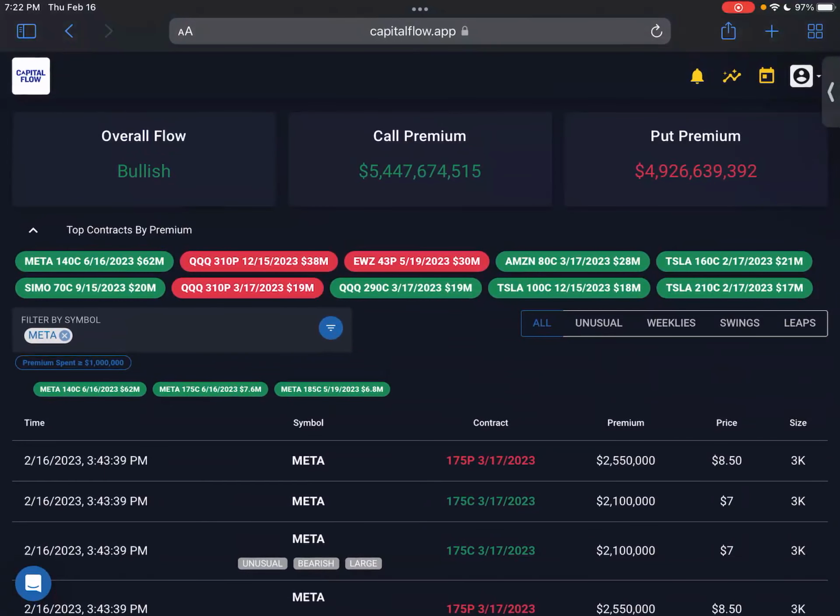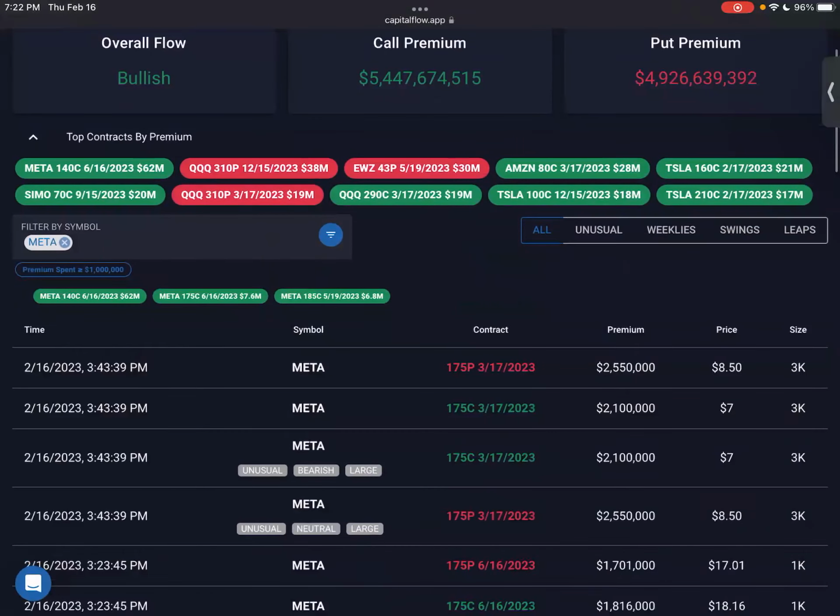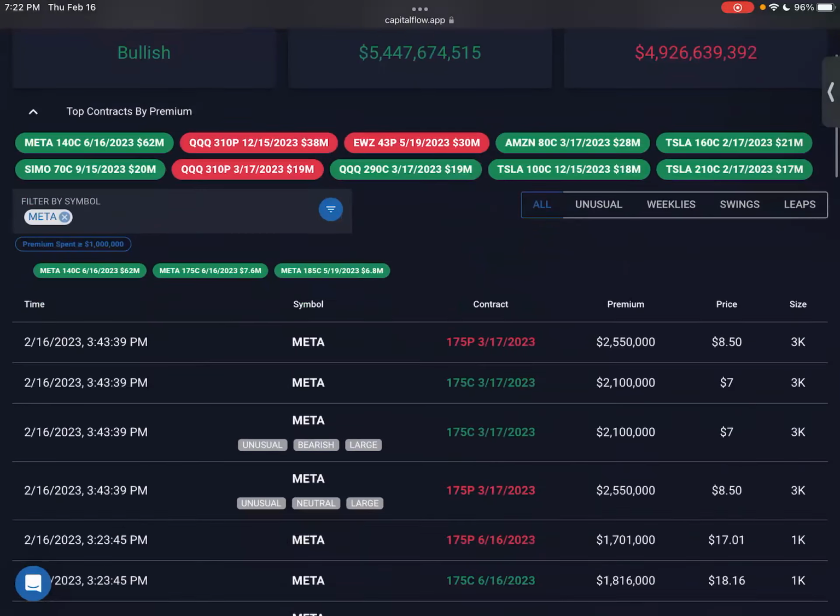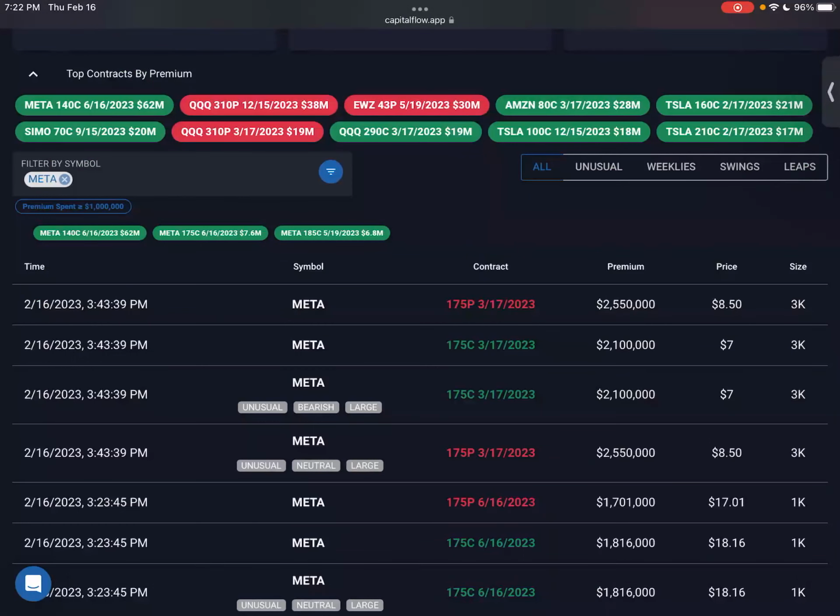Now, speaking of expirations, that leads me to my next point. So directly across from where it says filter by symbol, you see we have a box and there's a few different buttons. You see all, unusual, weeklies, swings, leaps. This part I'm going to go over pretty quickly. So this just tells you expirations, right? So when you have all, it's going to show you every single order, every expiration.